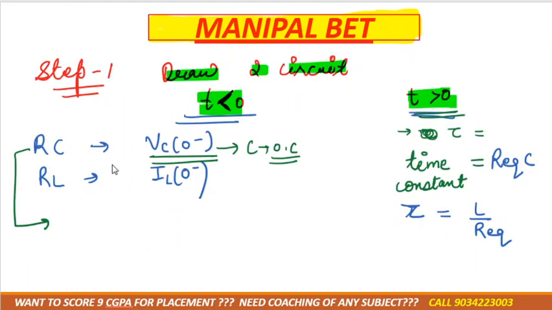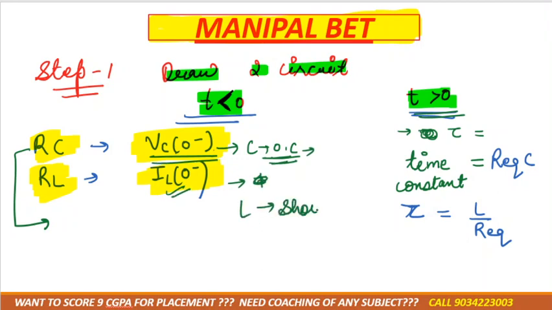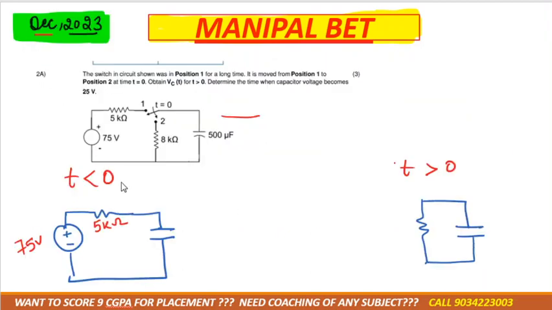Now the next step we have to see whether it's RL or RC. If it's RC, calculate voltage. If it's an RL circuit, calculate current. Now see how we will calculate VC of 0 minus: the resistor. But if we want to calculate IL of 0 minus, we consider it a short circuit. Clear? Now in this we have a capacitor.